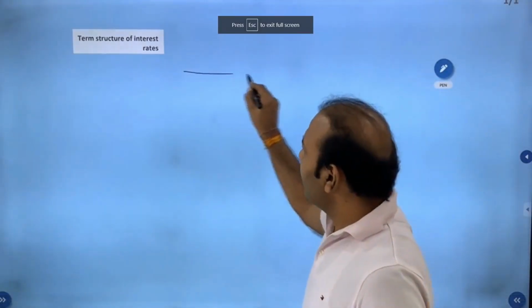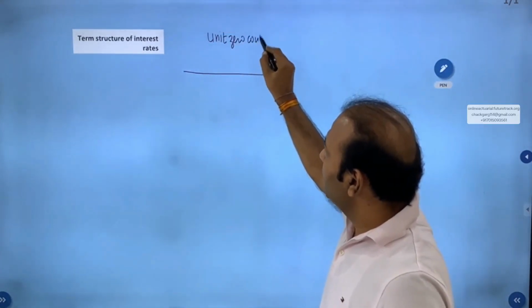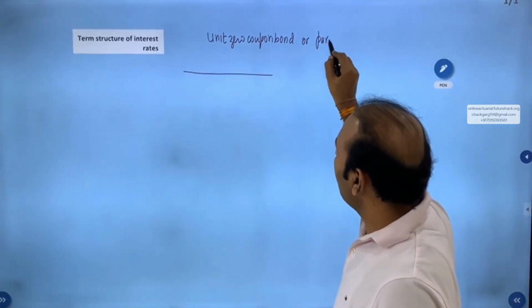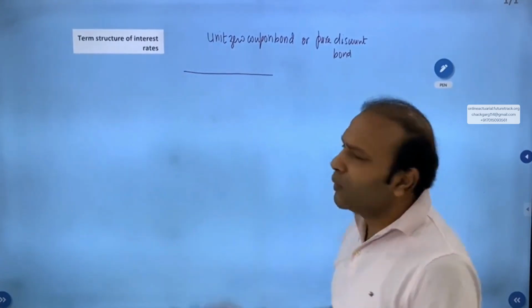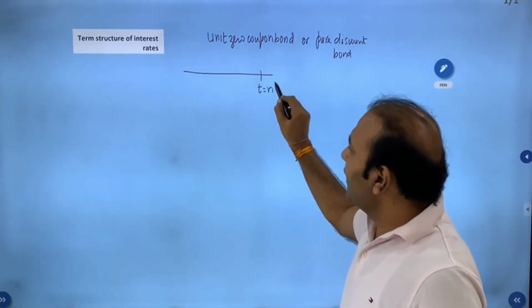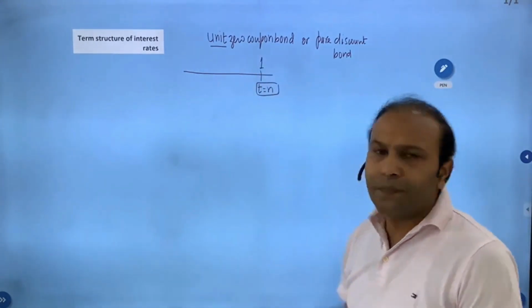This, we are considering a unit zero coupon bond or pure discount bond. Now, what is the meaning of unit zero coupon bond class? So let us suppose the redemption is occurring at time n, and since it is a unit zero coupon bond, the redemption amount is 1 only.